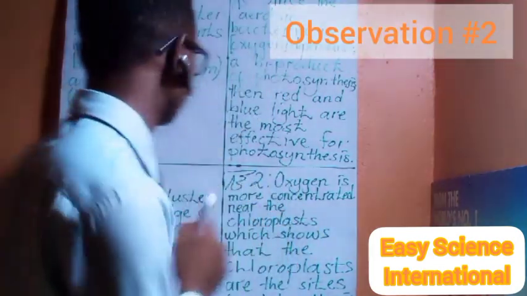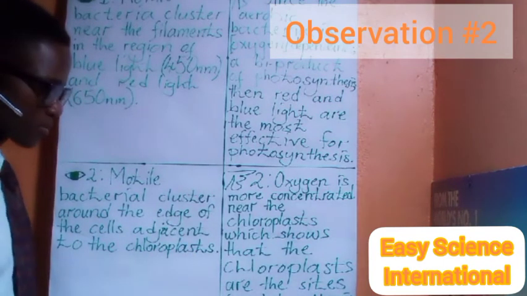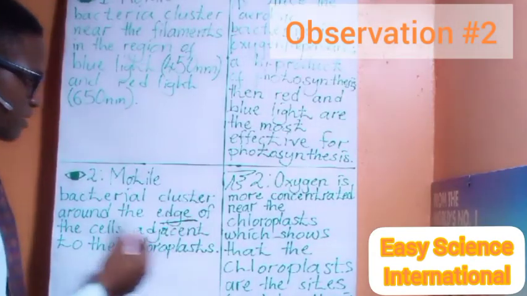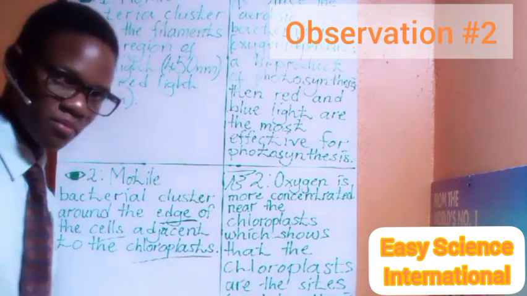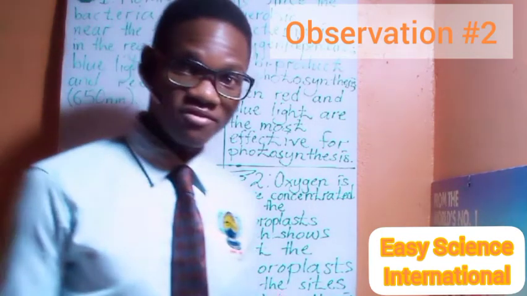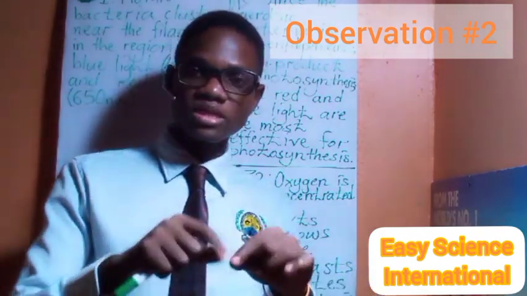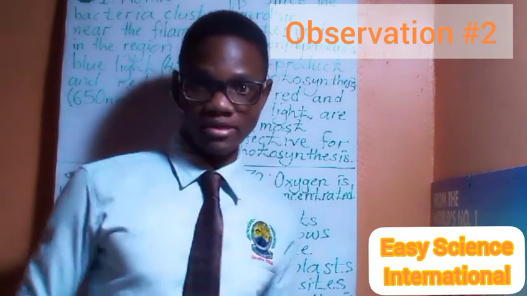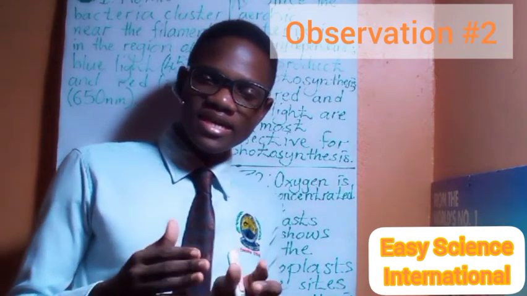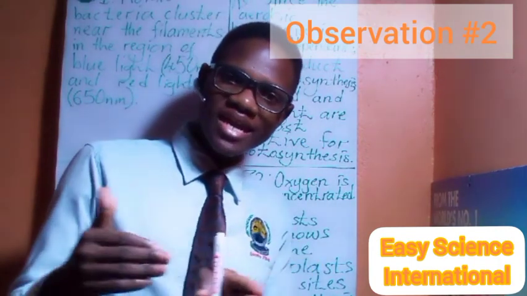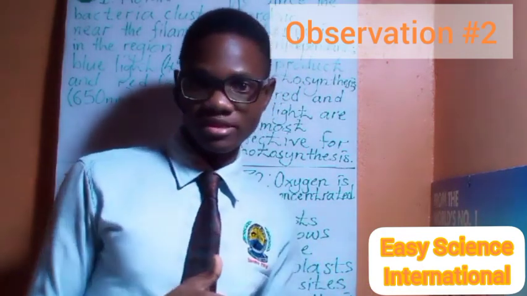Observation 2. Motile bacteria cluster around the edge of the cells adjacent to the chloroplasts. We observe in this experiment, remember, green algae is comprised of spiral chloroplasts when you look at its structure. Now, we see that the motile bacteria cluster around the cells adjacent to the chloroplasts.